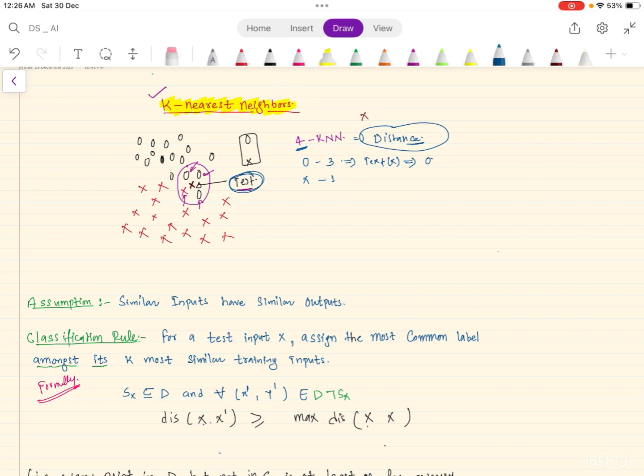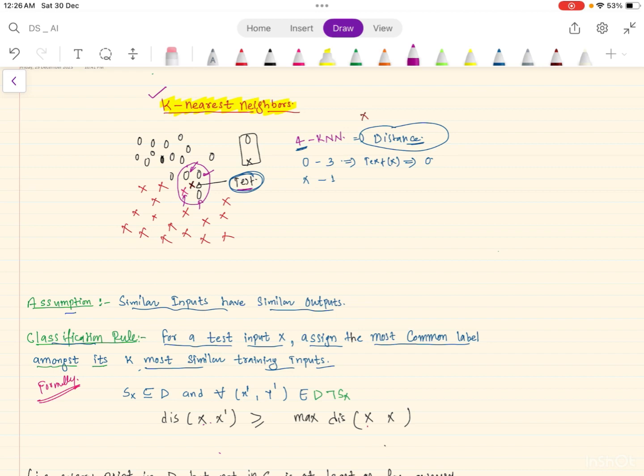So that is one point, and the classification rule I have already described to you. The assumption it makes is that similar inputs have similar outputs, and the classification rule is that for a test input x, assign the most common label amongst its k most similar training inputs. I have already described that, right? Now how can we formally define it? It's not important, but it's good to look at this.